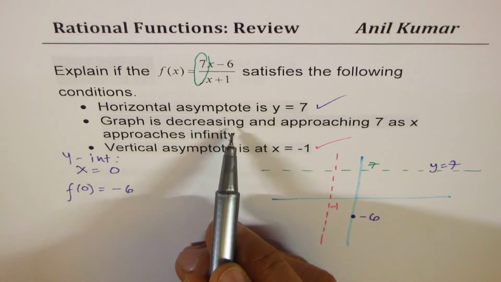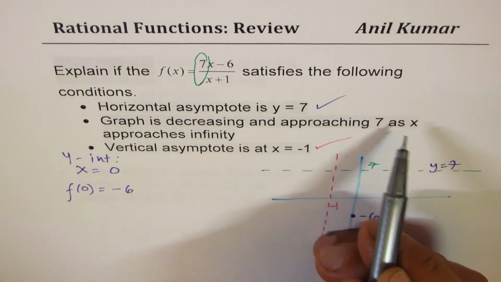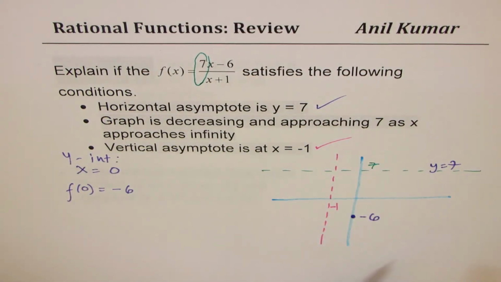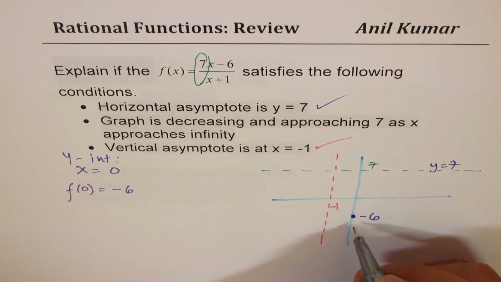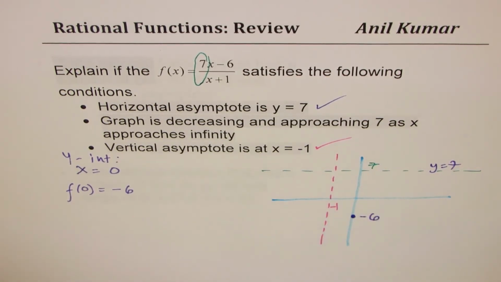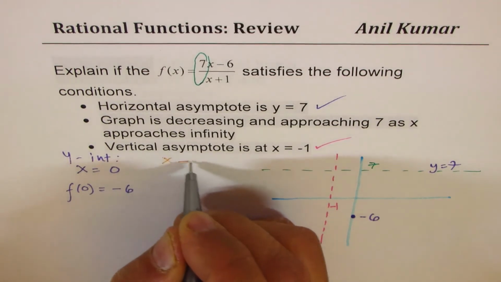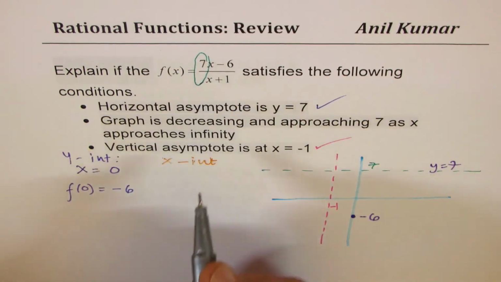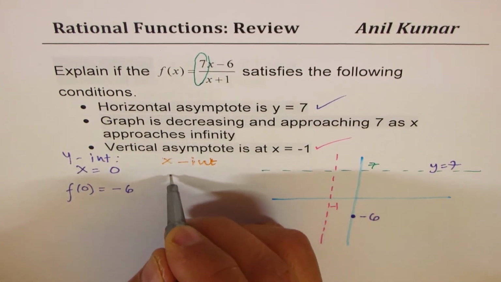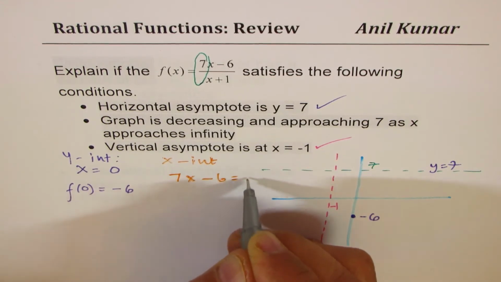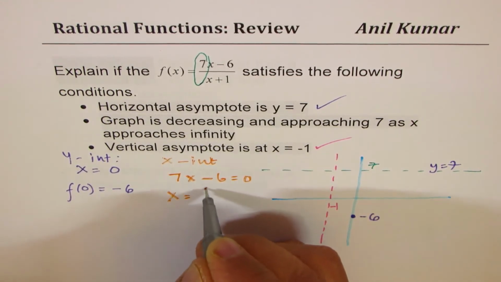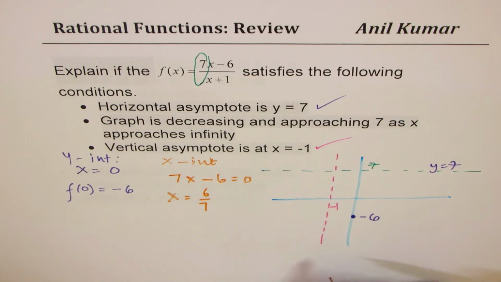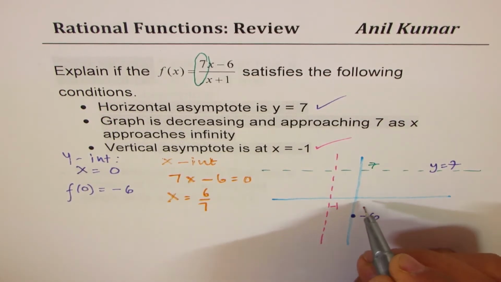Now, graph is decreasing and approaching 7 as x approaches infinity. Now, if that is my y-intercept, let me also find the x-intercept. I don't need to, but just to complete it a bit, we'll find the x-intercept also. For the x-intercept, the numerator should be 0, because we want y to be 0. So we get 7x minus 6 equals 0. X is equal to 6 over 7, which is slightly less than 1. But it is positive, somewhere here.